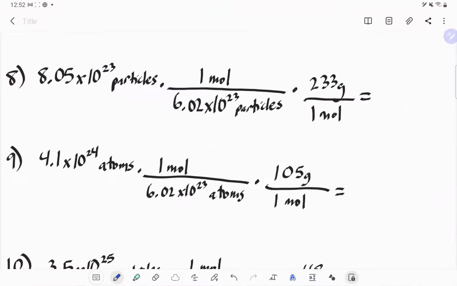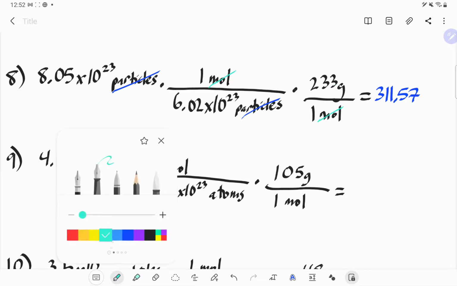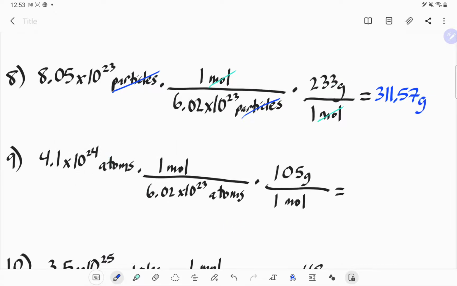All right, so let's write that out, and let's see what units we're left with. We got 311.57, and let's see what units we get. Well, particles are going to cancel. Moles are also going to cancel. And we're left with this unit of grams. So 311.57 grams.